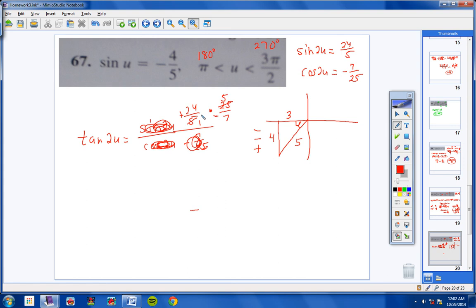And actually, hold on one second, I'm making a mistake somewhere. Let's see what this would be here. 24 over 5, 7 over 25.